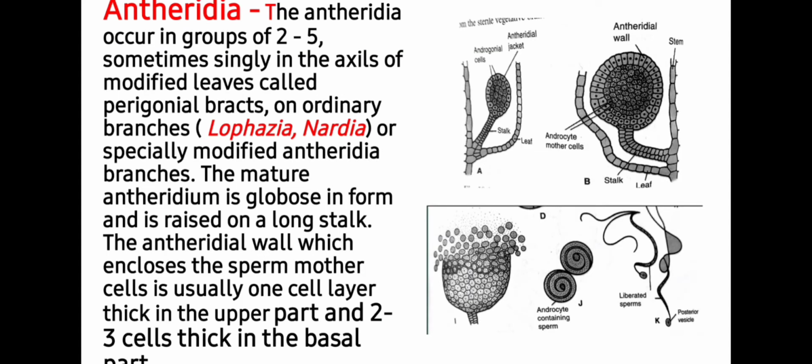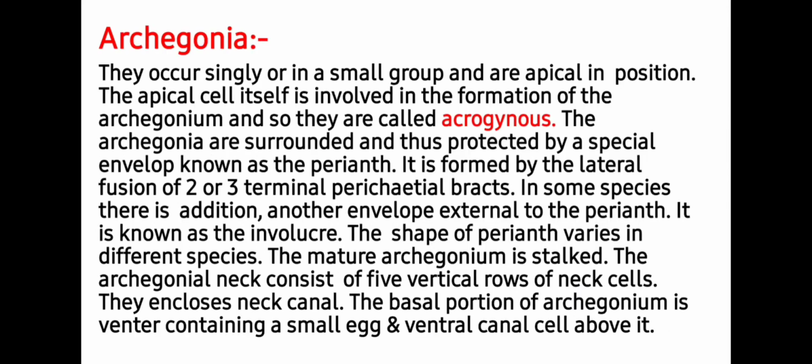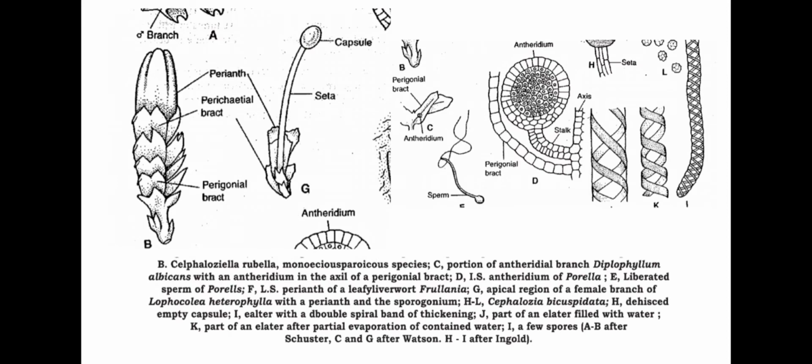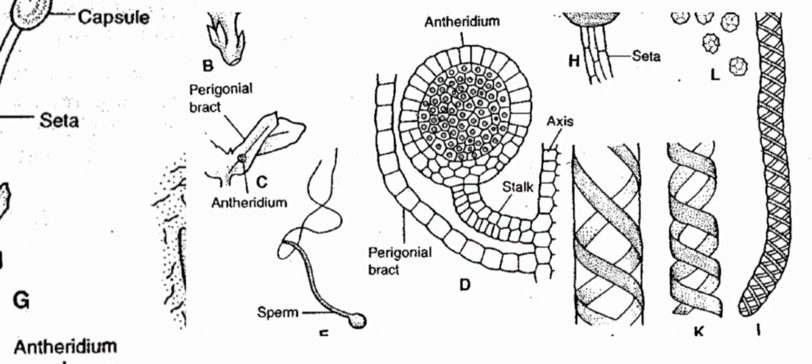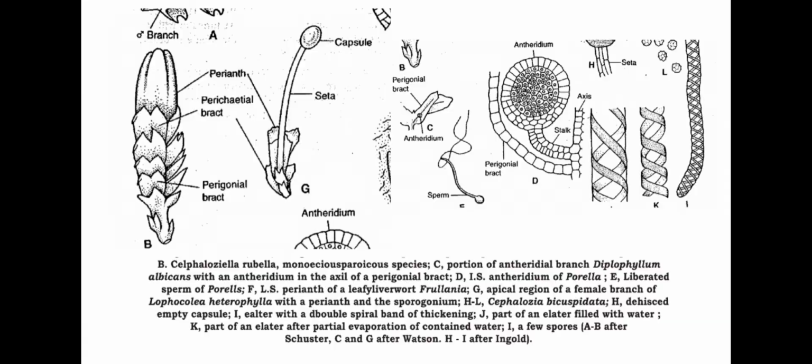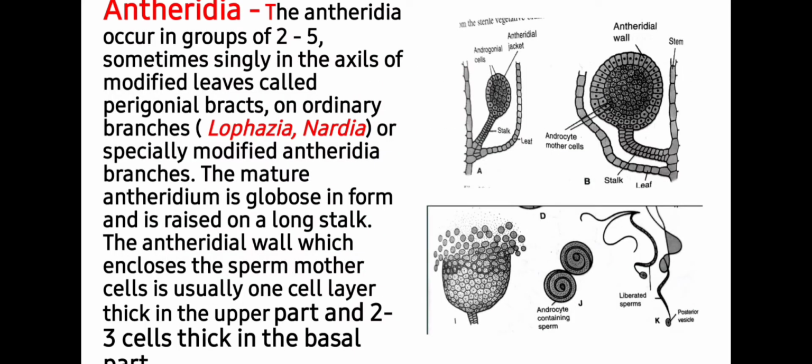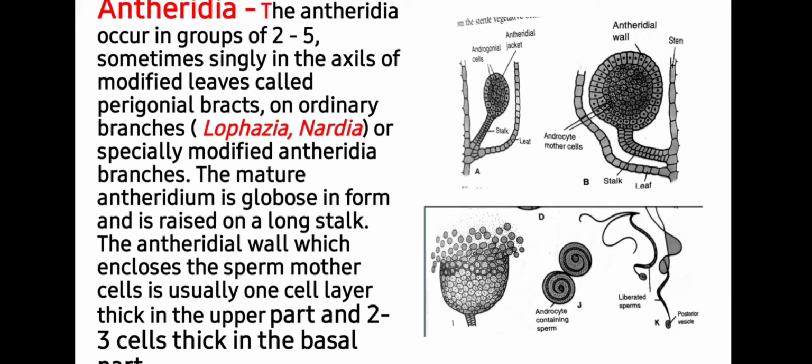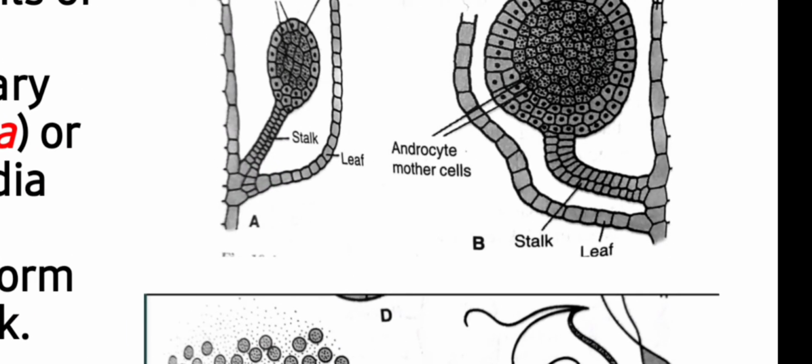The sex organs are superficial and projecting. For example, antheridia. The antheridia occur in groups of 2 to 4, sometimes singly in the axil of modified leaves called perigonial bracts or the ordinary branch. As you can see in this image, here is perigonial bract, which covers the antheridium. The mature antheridium is globose in form and is raised on a long stalk, as you can see in this image.